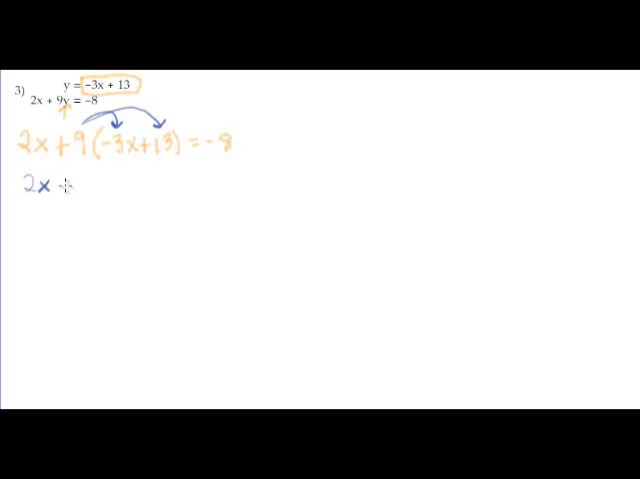So 2x plus, oh, not plus, because 9 times -3x is -27x. 9 times 13 is 117, equals -8. Add up your like terms. On this side, 2x minus 27x is -25x. We can also subtract the 117 over to the other side. -8 plus -117 is -125. Finish it off by dividing both sides by negative 25.